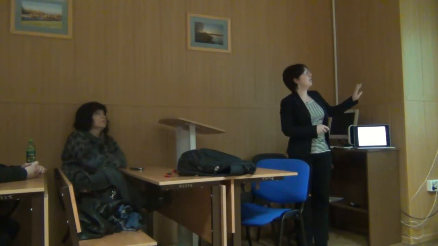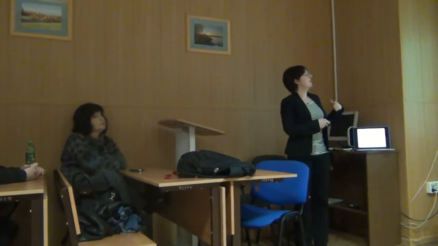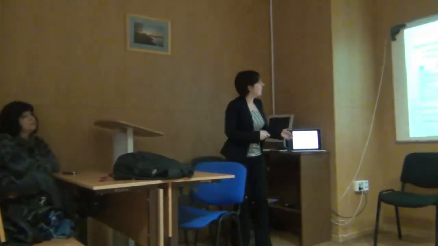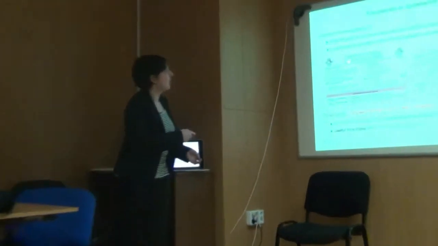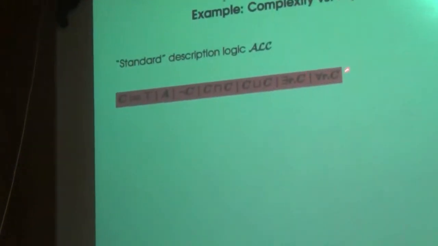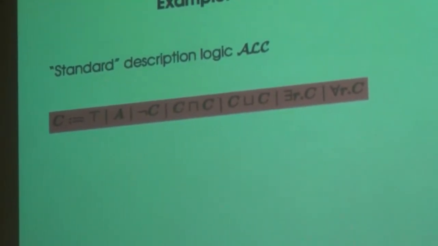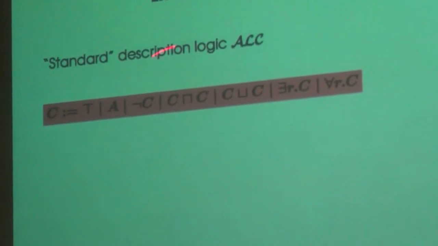I'm fairly close to the end, so don't worry. Just to illustrate a little bit this complexity versus expressivity trade-off: this is a very standard description logic, the one pictured here, the base description logic ALC. It basically has the Boolean operators and the existential and universal restrictions. It's really natural, and it comes up if you take the basic modal logics and try to find the corresponding description logics.